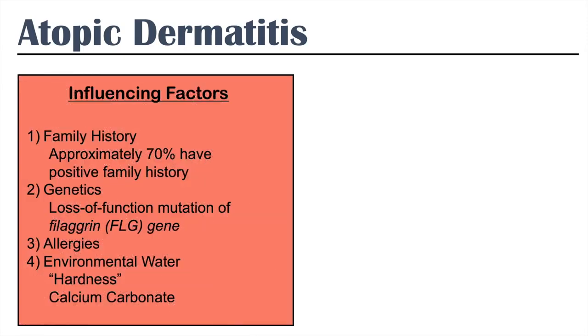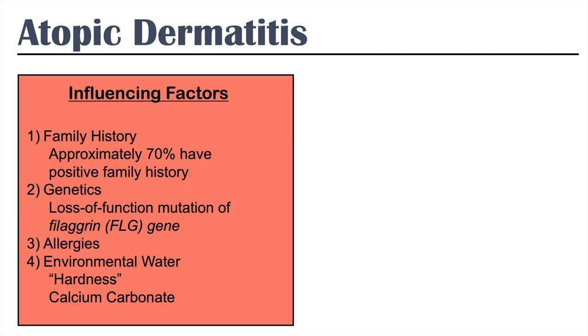So we've talked about the pathogenesis of atopic dermatitis, but what are some of the triggers, what are some of the risk factors, and what are some of the protective factors against atopic dermatitis? So we're going to look at the influencing factors first. The first one I want to talk about is family history. This is generally a pretty big risk factor.